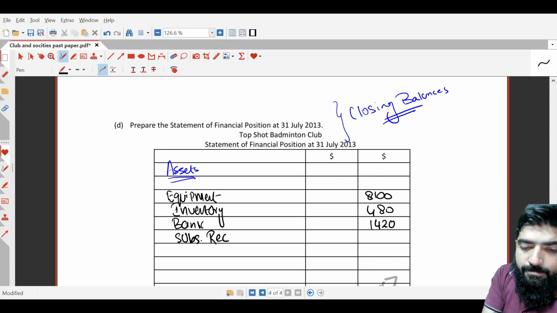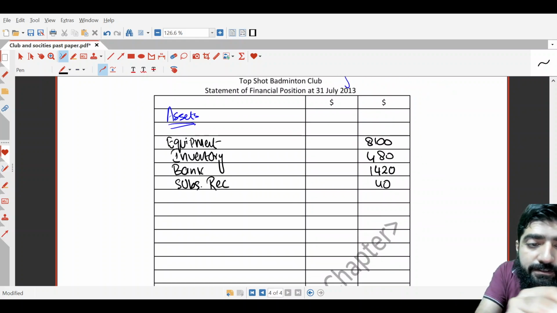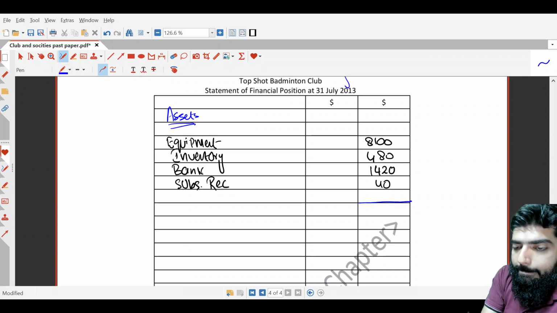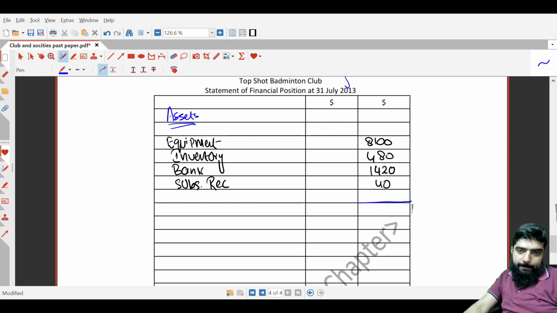Okay, so now we got assets. The amount of subscription receivable was 40. Now, can you please calculate the total of assets? Total, it would be what?